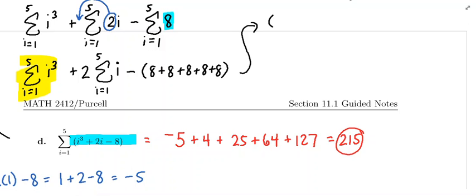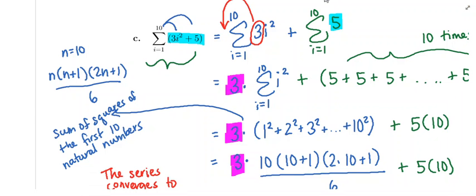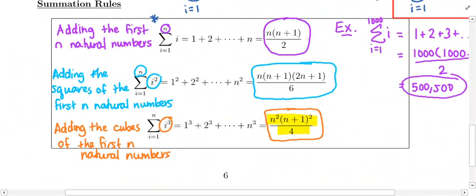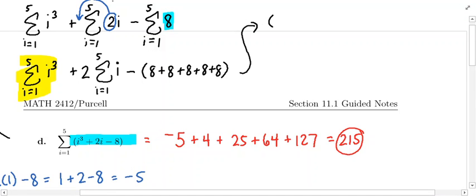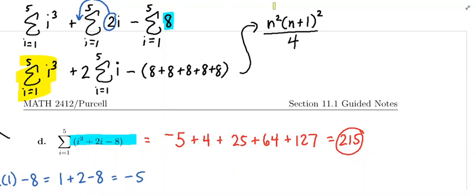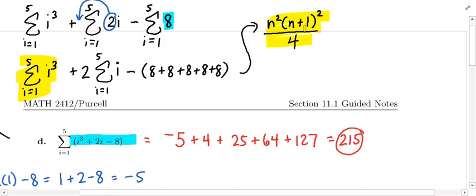I've already forgotten the formula. I need to memorize it. It's n squared times n plus 1 squared, all divided by 4. That's what we're going to use to compute this yellow sum. And n is the upper limit of summation, so it's going to be 5.